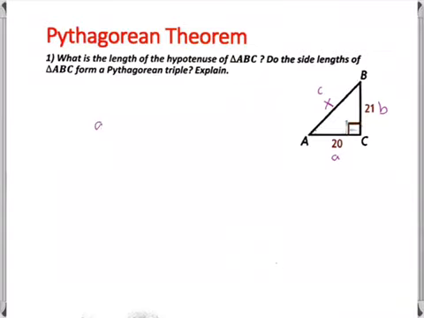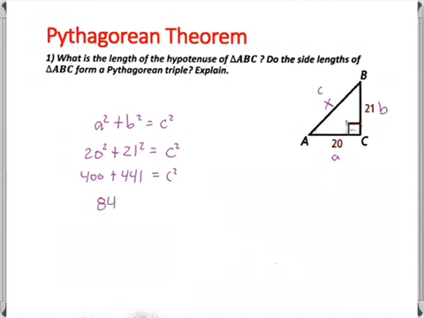So that means we're going to have 20 squared plus 21 squared equals c squared, because we don't know what c is yet. 20 squared is 400, 21 squared is 441. And so when we add those together, we're going to get 841 equals c squared.